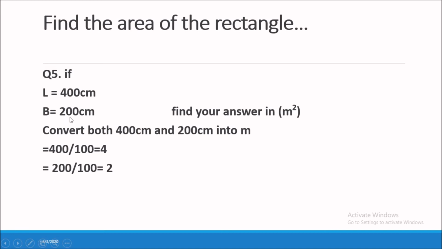Likewise the breadth, 200 centimeter divided by 100, so we got 2 meter. This is also meter, this is also meter. So area is equal to 4 multiplied by 2, 8 meters square. I hope it's clear. Still, if there is any problem, you can write to me.